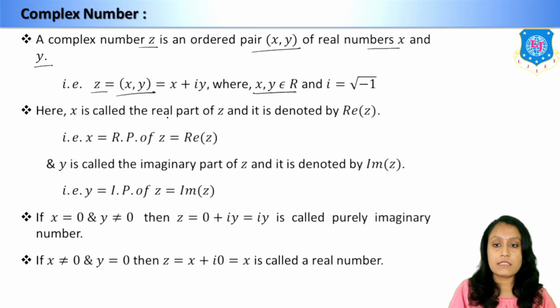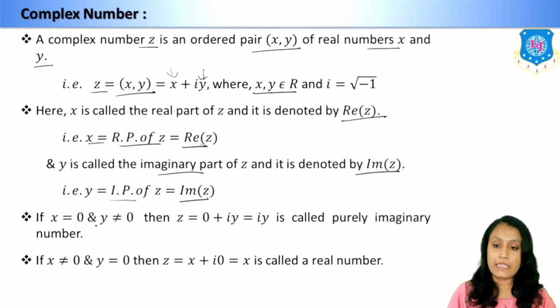Now here x is called the real part of z and it is denoted by Re of z. So x is the real part of z, and we will denote it as Re of z. Where y is called the imaginary part of z, and it is denoted by Im of z. So y is the imaginary part of z and we will denote it as Im of z. So this is our real part and this is the imaginary part.